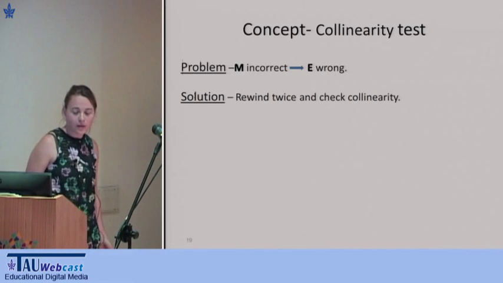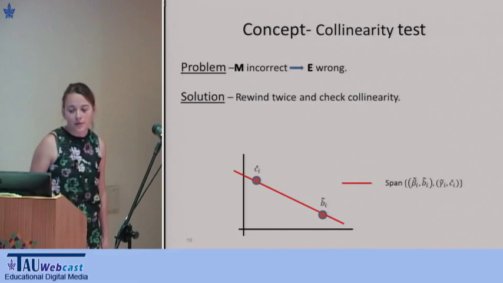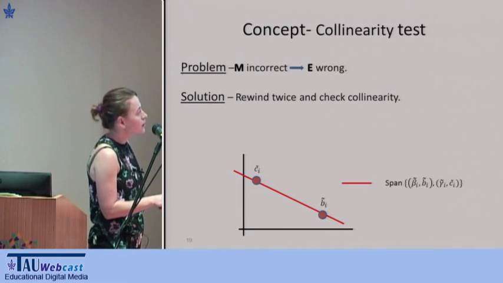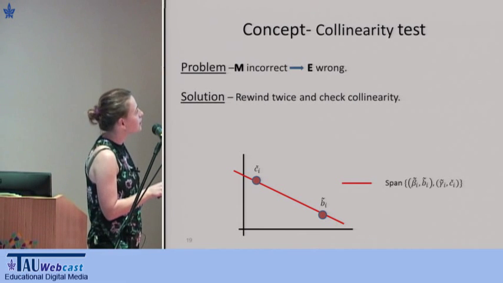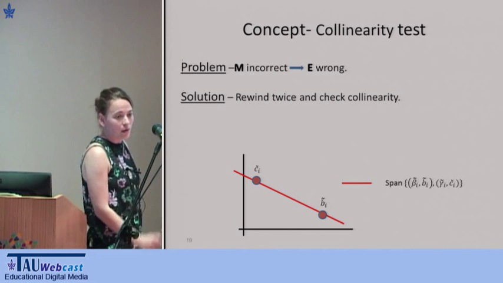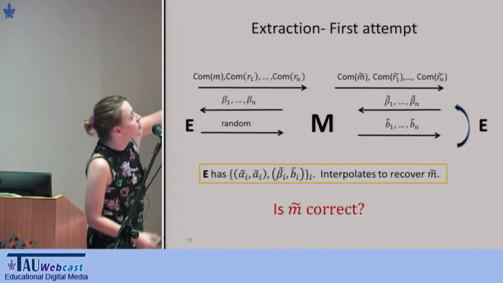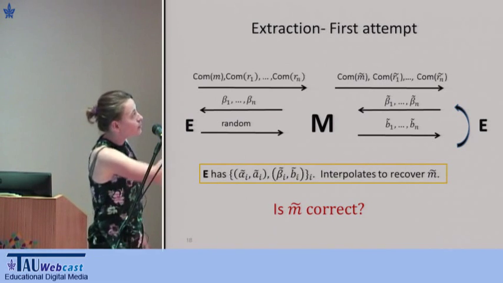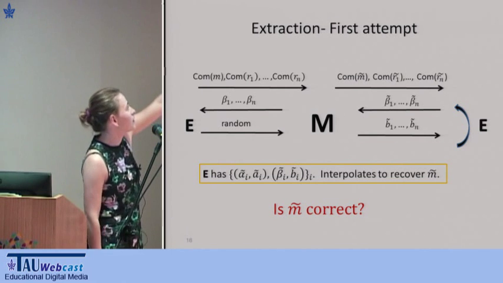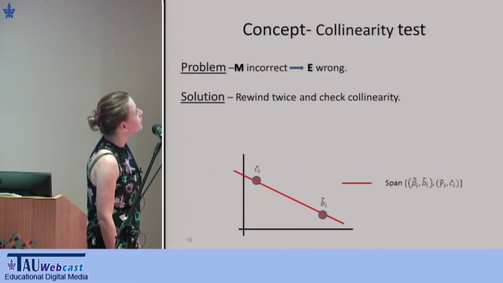The solution to that would be to rewind twice and check collinearity. So let's say that we rewind it twice, and this is 1 point of the rewind that the man in the middle gave us in the first rewind, and this is for coordinate I. We have n coordinates like that. So here we rewind it once. So he will do it again. Okay? Note that he won't complete the zero knowledge proof of knowledge. He will just rewind. Okay. So he will rewind twice and check collinearity.